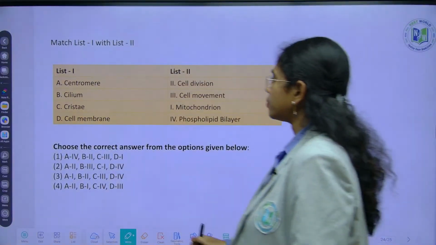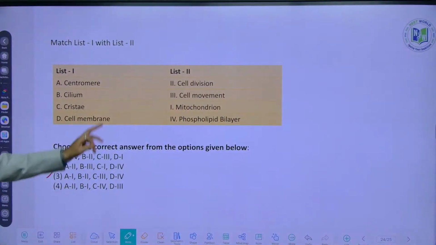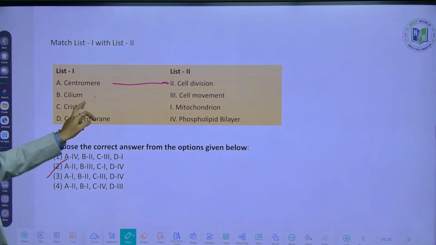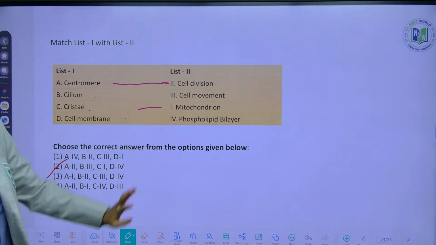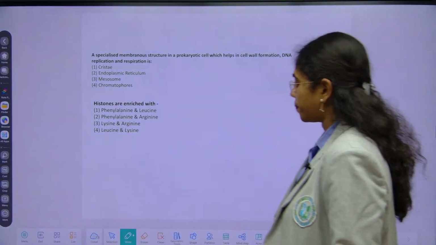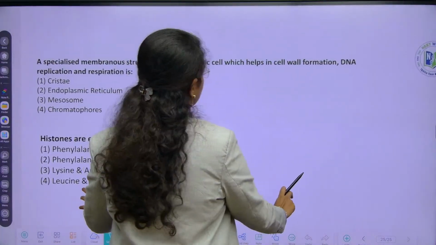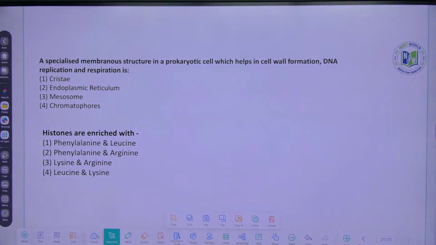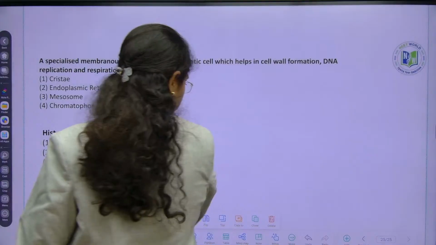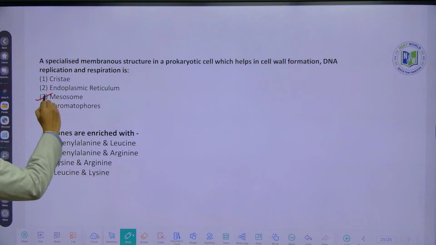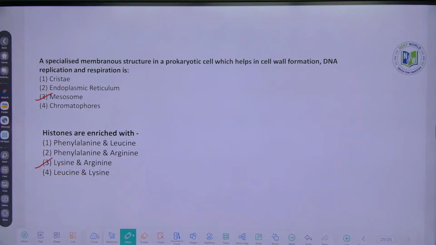2. We will see. Centromere, cell division. Cilium, cell movement. Cristae present in mitochondria. Cell membrane has phospholipid bilayer. Next, this one. Lysosomes. Last questions of today's session. Specialized membranous structures. Histones are rich in lysine and arginine.